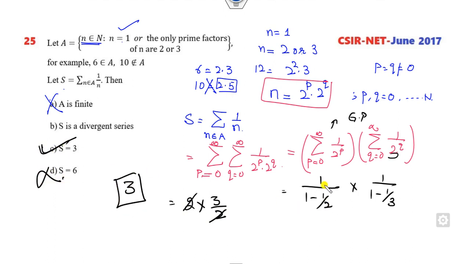And since this is a GP series, a GP series is a convergent series when the ratio is less than 1. So you can see the series ratio is less than 1. So it's a convergent series. This is the GP series. The ratio is 1 by 2 and 1 by 3. Sorry, it's 1 by 3. 2 raised to power p, 3 raised to power q.